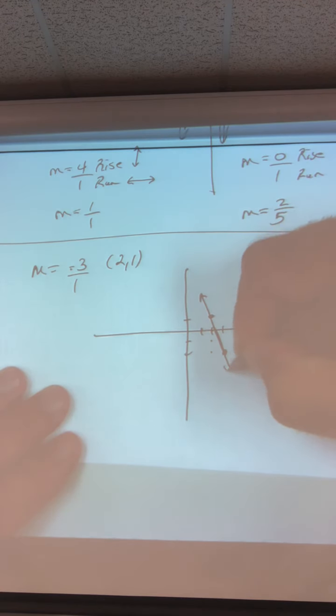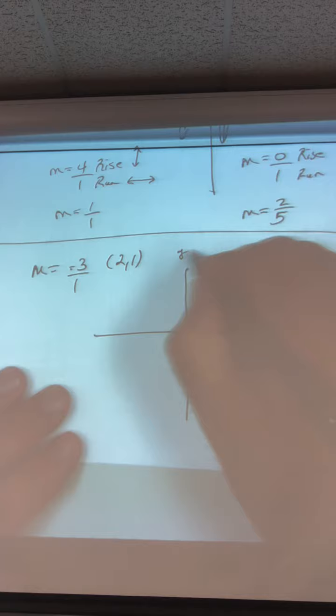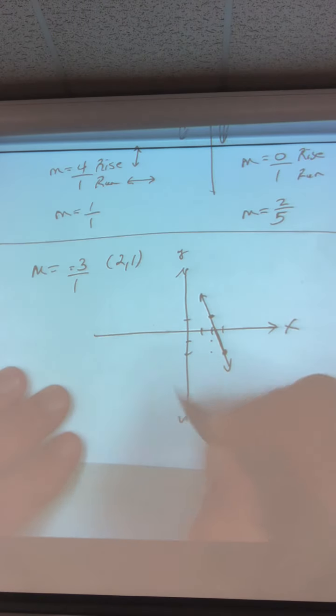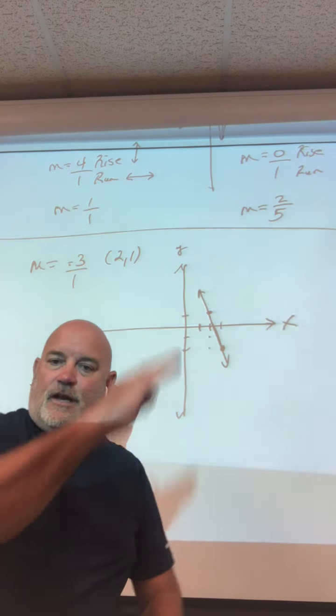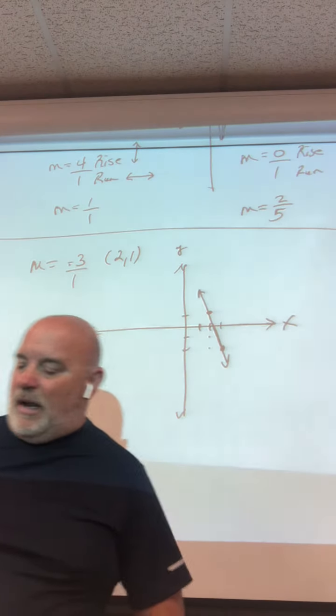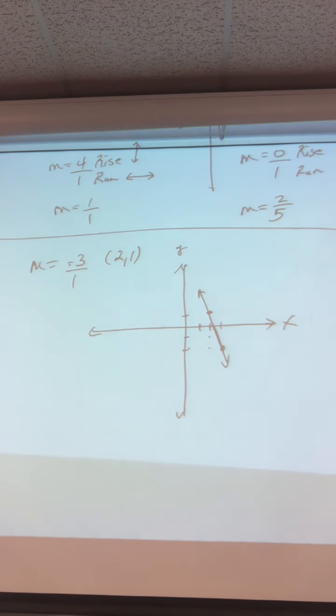So look at that line. This is my X and Y axis. What is the difference in this line than all of the others? This line falls from left to right instead of rises. That's why I said a while ago that a slope that's negative goes down from left to right.